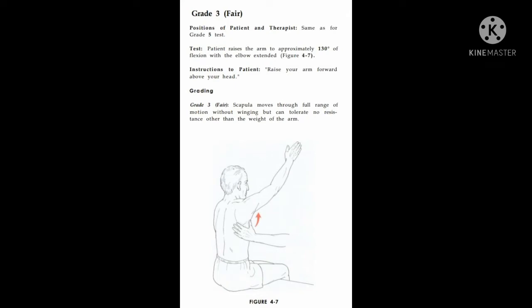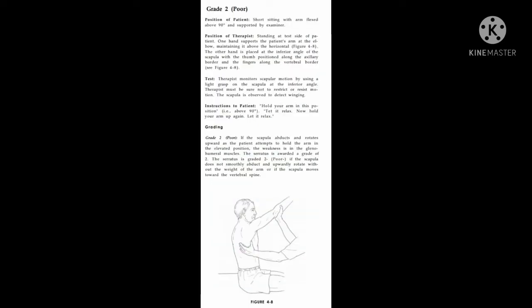Test. Patient raises the arm to approximately 130 degree of flexion with the elbow extended. Instruction given to the patient. Raise your arm forward above your head. Grade 3. Scapula moves through full range of motion without winging but can tolerate no resistance other than the weight of the arm.